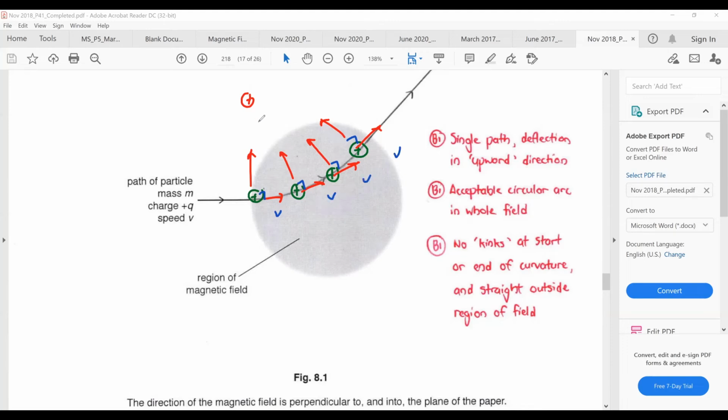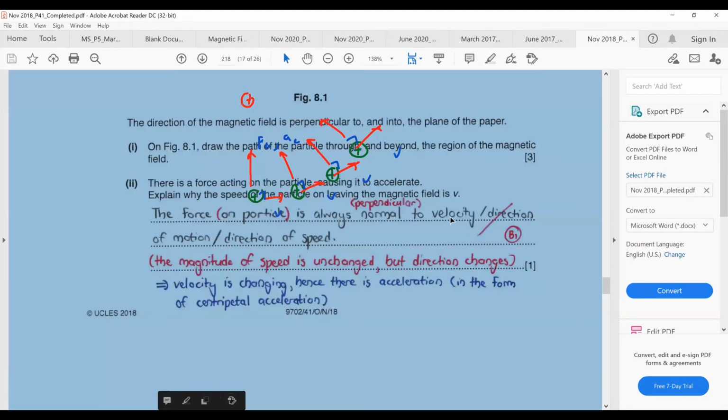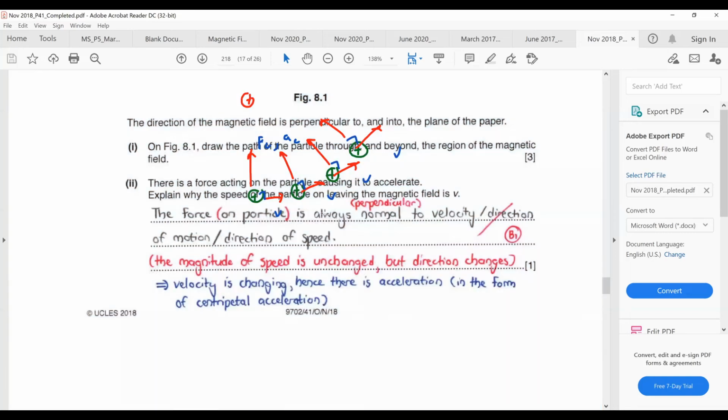So as I mentioned to you just now, if you have a force or acceleration that is perpendicular to your direction of motion or velocity, it only has the effect of changing the direction. It has no effect in changing the magnitude. Okay, so here you can just say that the force is always normal to the velocity and direction of motion, so the speed will always remain the same.